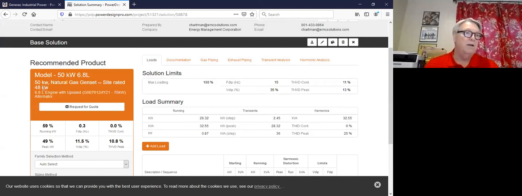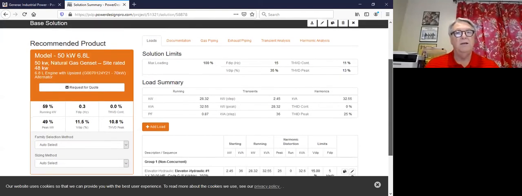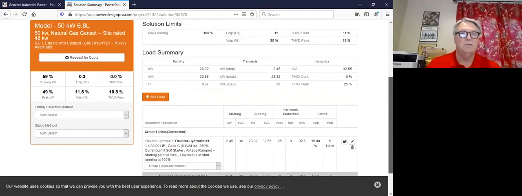It's site rated, in other words, for elevation at 48 kilowatts. And we have an upsized alternator. It's very important that you take a look at that. This has given us an upsized alternator. Our running kilowatts is 59%. Our peak kilowatts is 49%. Our maximum voltage dip was 11.5. We're okay there because we can tolerate 15. And our total harmonic voltage distortion is 10.8.